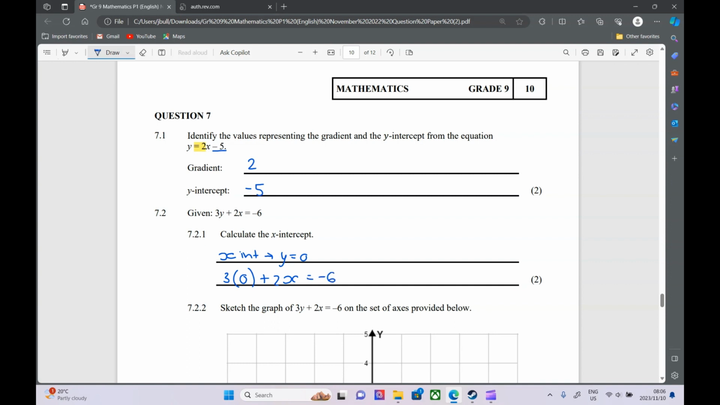So 3 times 0 is 0. So we're going to get, actually then, 2x is equal to minus 6. We want the x by itself. So we're going to take the 2 across. When we take it across, we're going to divide by 2. So we're going to say x is equal to minus 6 divided by 2. So minus 6 divided by 2 is minus 3. Okay, so our x-intercept for this graph is minus 3. That's the final answer. So that is where the line touches the x-axis.